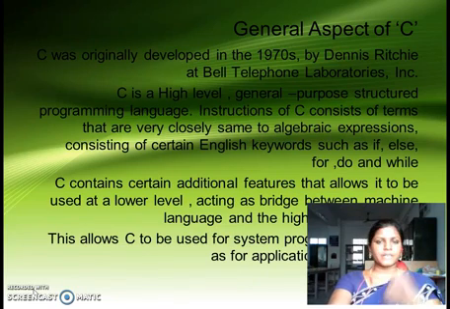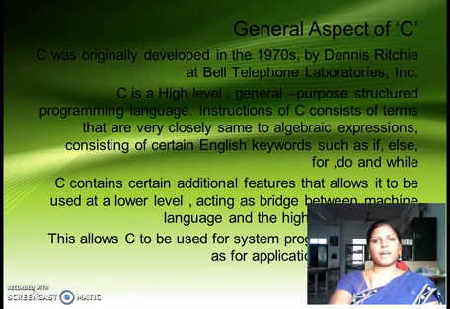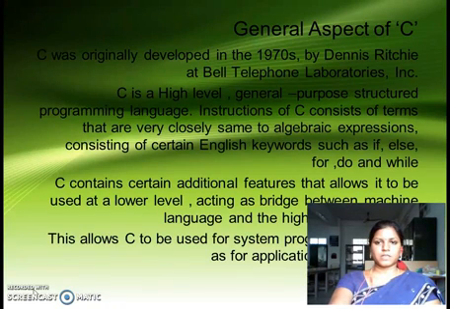C was originally developed in the 1970s by Dennis Ritchie at Bell Telephone Laboratories. C is a high-level general-purpose structured programming language. Instructions of C consist of terms that are very similar to algebraic expressions, along with certain keywords such as if, else, for, do, while. C contains certain additional features of a low-level language, acting as a bridge between machine language and high-level languages. So C allows the user to do system programming as well as application programming.